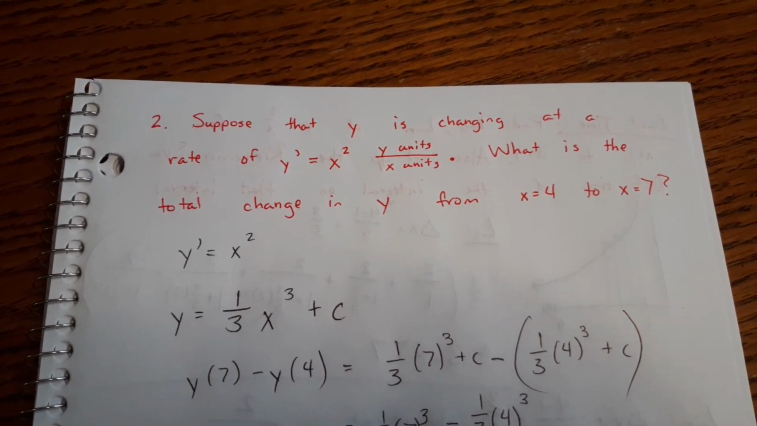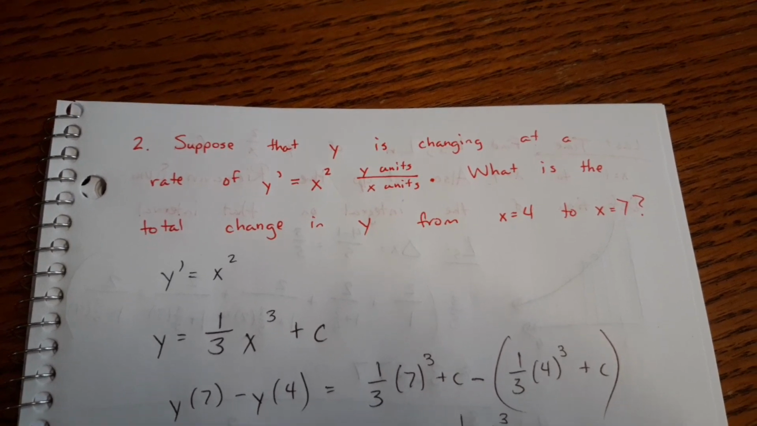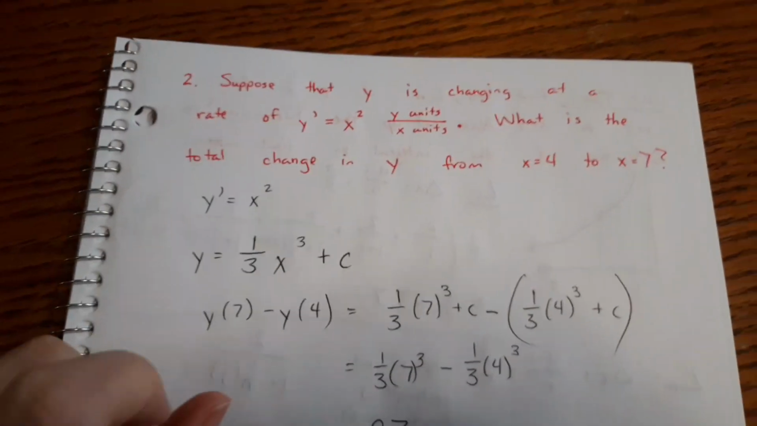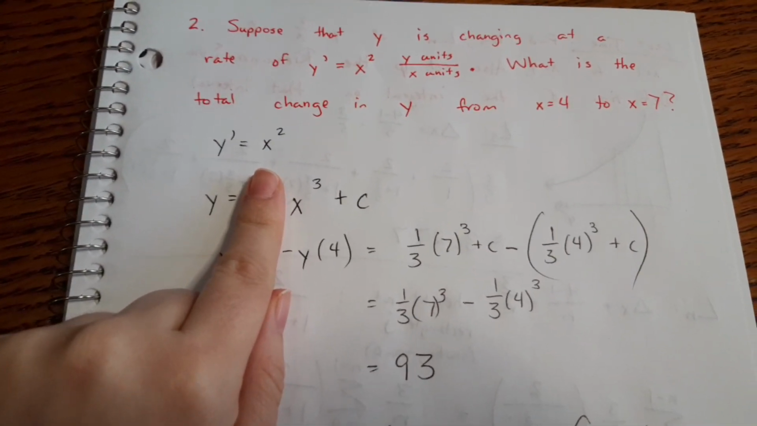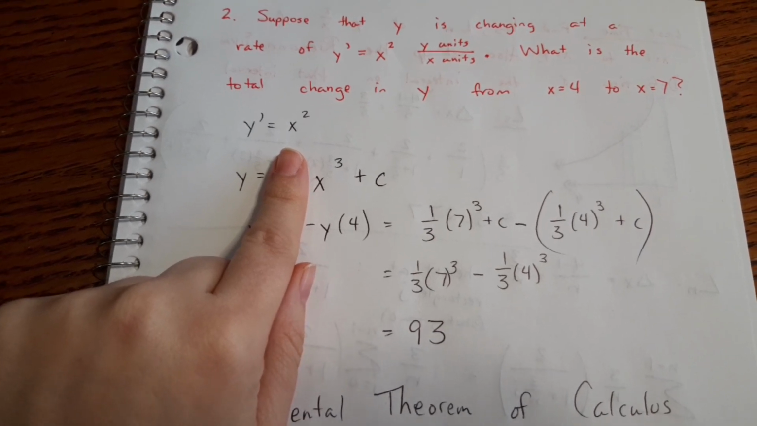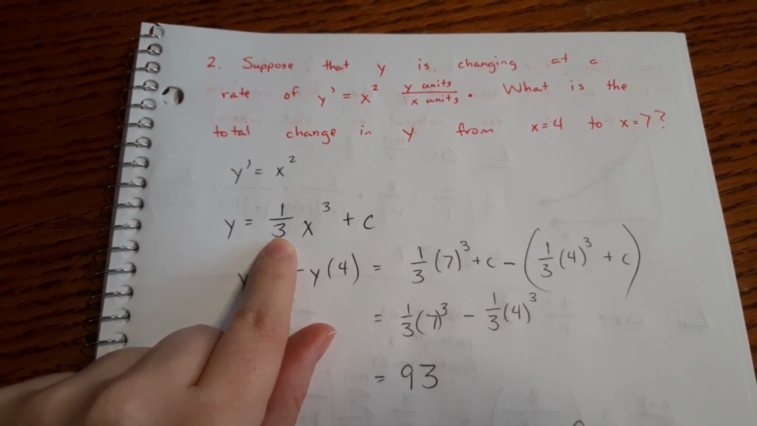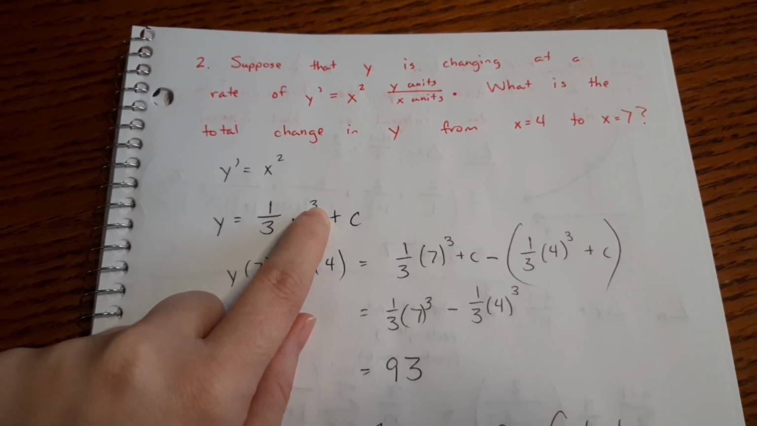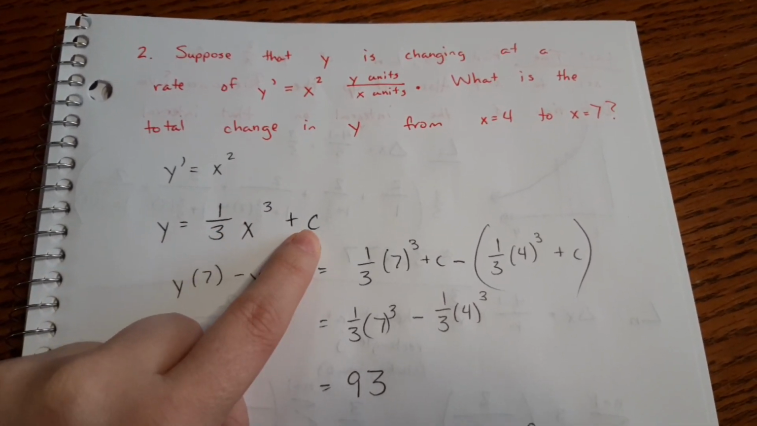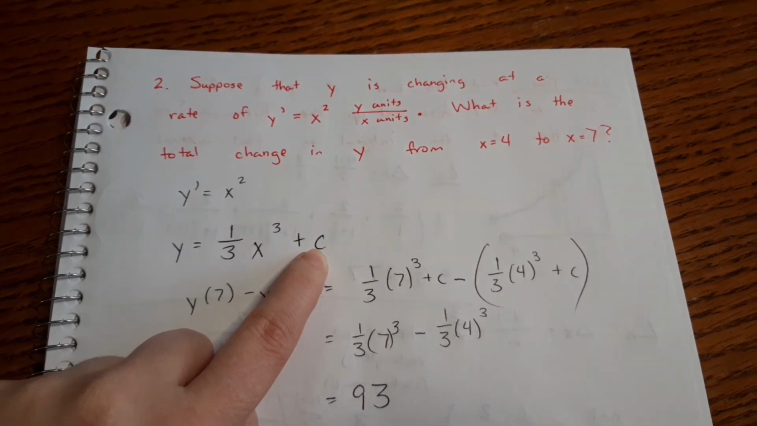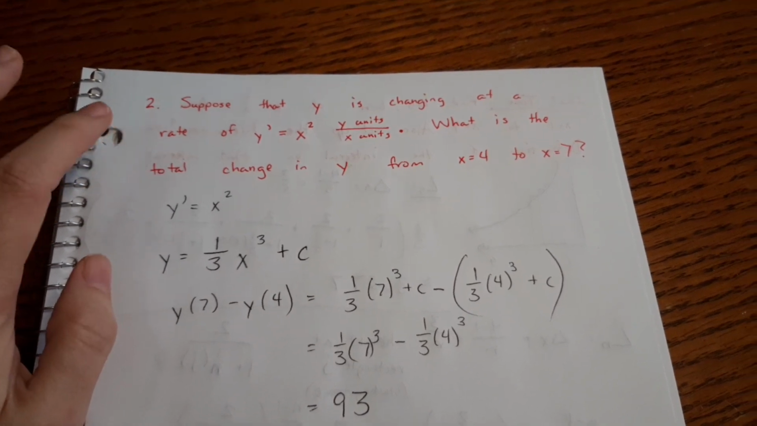Okay? So what is the total change in y from x equals 4 to x equals 7? All right, so y prime is equal to x squared. So then if we were to backtrack and find our antiderivative, then we would go up in our power, but then in order to have 1 in front of our x squared, you need a 1/3 out front, because the derivative of 1/3 x cubed, you pull down that 3, it becomes a 1, and this becomes x squared. That's good. But then we need to add a constant. We don't know what constant, because the derivative of any constant is 0, and we aren't given any information about the starting value of y.